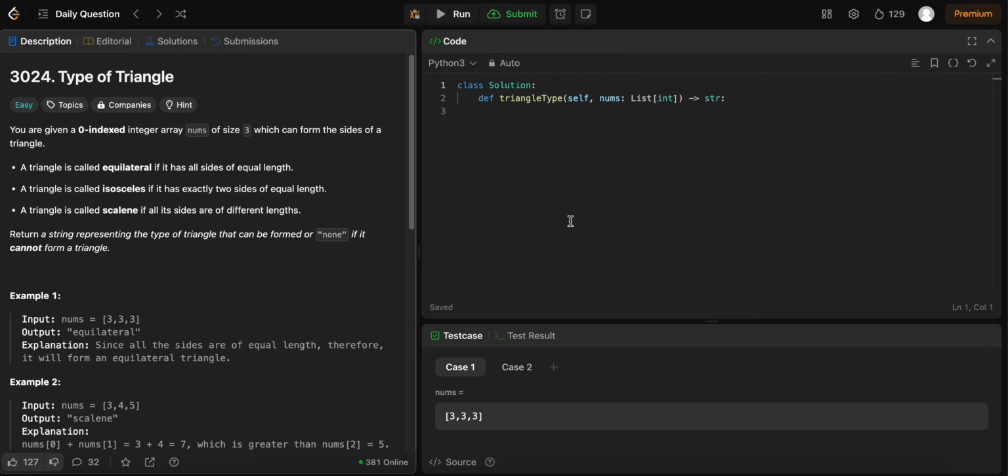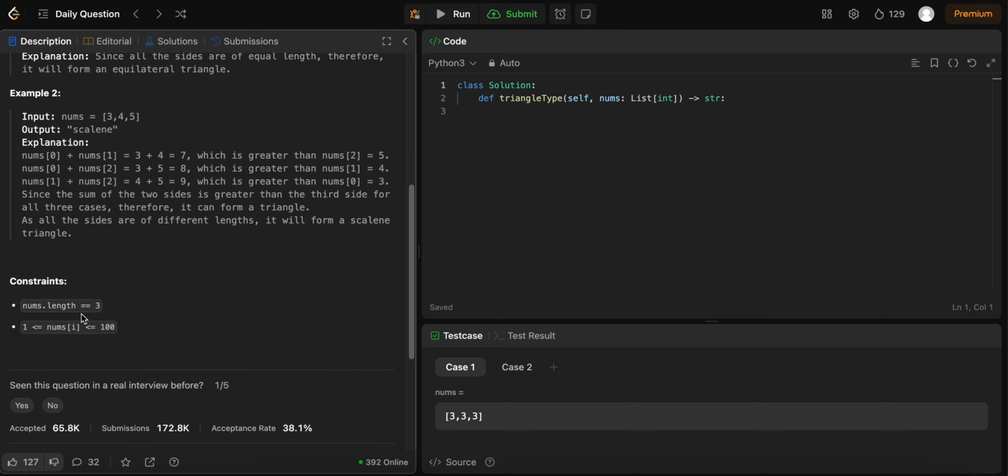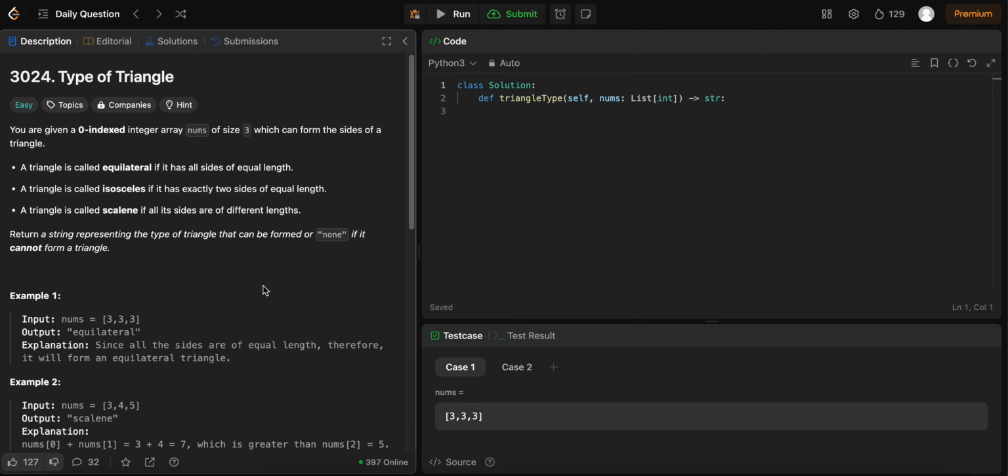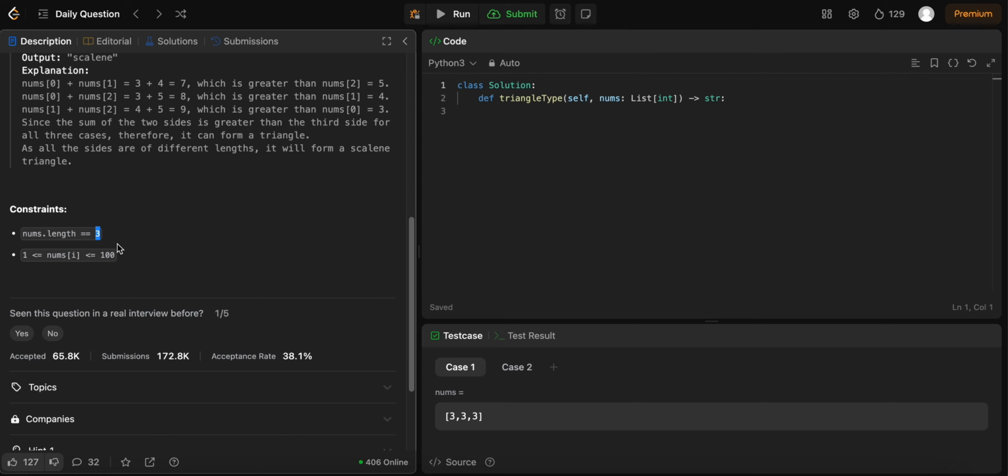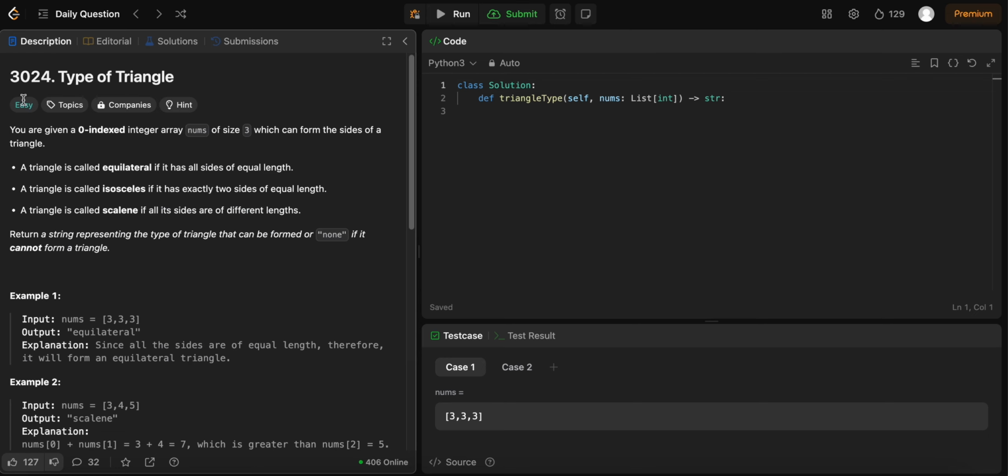So we have an easy today. It's called type of triangle. So we're given an array of numbers. Okay, so it's only three. So there are only three elements in there. So I suspect those are the sides of the triangle. Yeah, so size 3, which can form the sides of the triangle. And the numbers are pretty small as well. Because it is an easy question, usually that's the case.